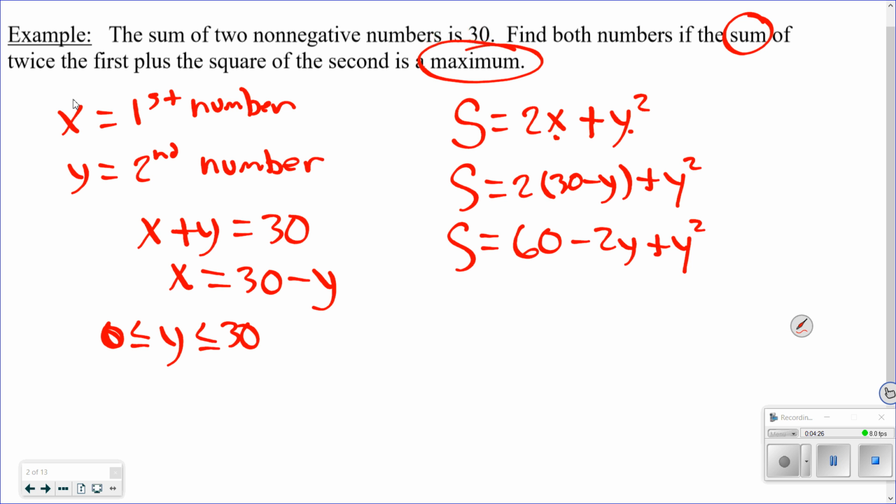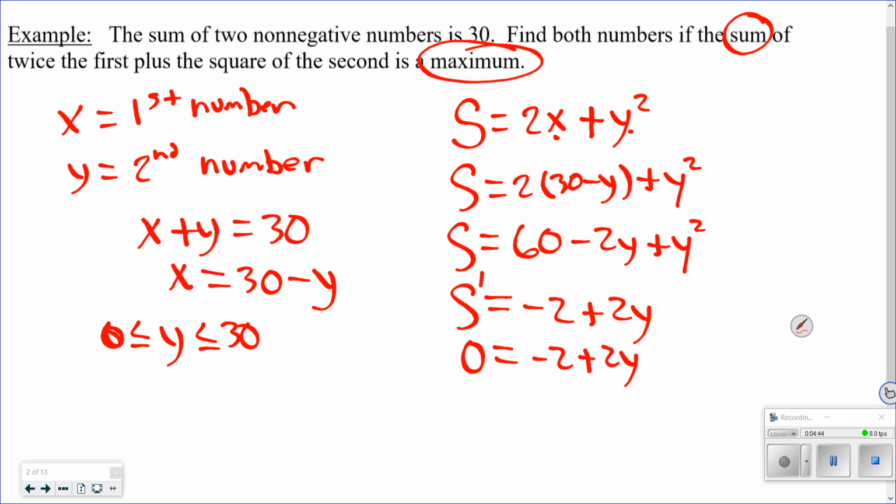Okay, let's actually take the derivative and look for our max or min. In this case, we're looking for our max, I guess. We're going to do our first derivative number line test and find that. So S prime would be, 60 would go away, negative 2 plus 2y. So find your critical numbers, set it equal to 0.